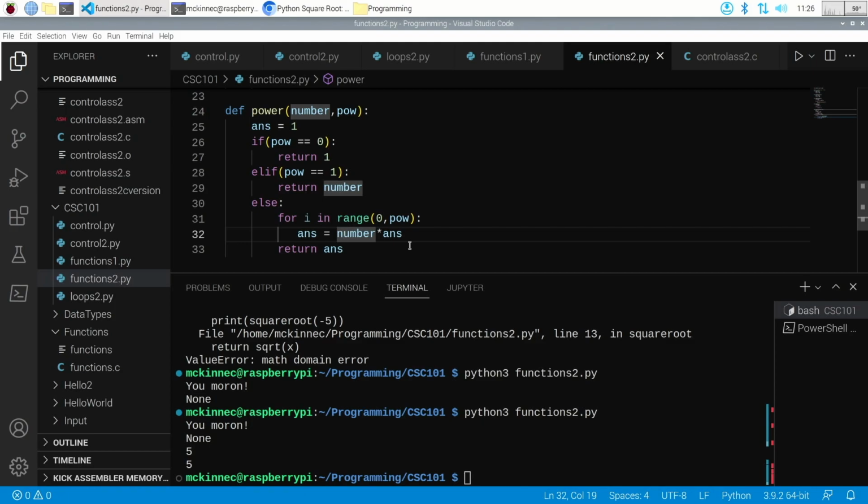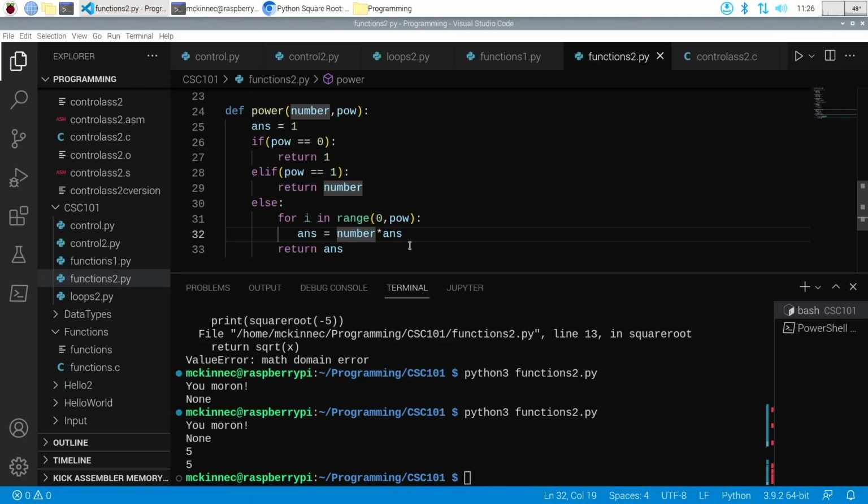And what's going to happen if i is 0? Well, what does answer start at? 1. What's 1 times 2? 2. Answer is now 2. Now i is 1. What's 2 times 2? 4. Now i is 2. What's 4 times 2? 8. And then finally, what's 8 times 2? 16, right? So just multiplying, kind of cascading up.